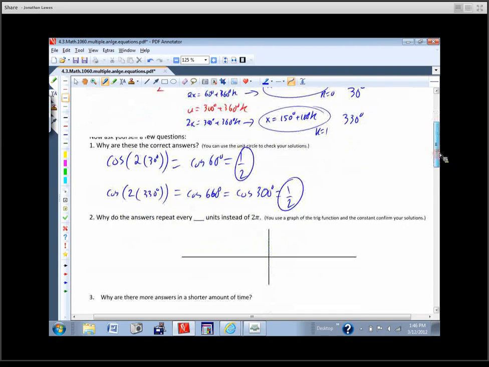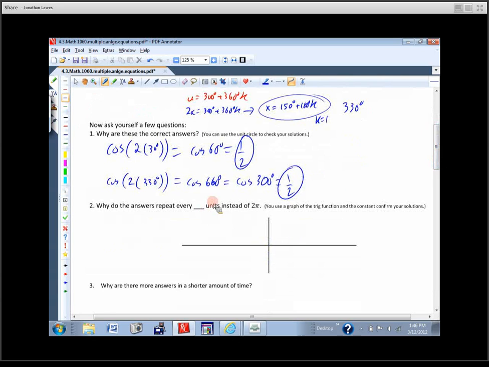Why do the answers repeat every pi units, or every 180 degrees, instead of every 2 pi units or every 360 degrees? Can someone answer that for us?